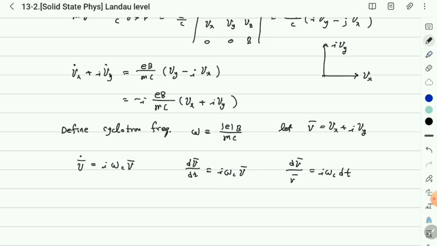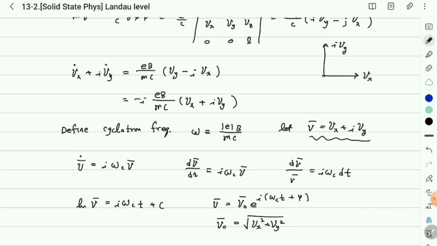When we integrate both sides, then ln v bar equals i omega_c t plus a constant. Therefore, v bar can be written as v0 bar exponential i omega_c t, but here let's include the phase factor phi. And from the definition, from simple calculation, we can know that v0 bar is the square root of vx squared plus vy squared, because v bar is defined like this.